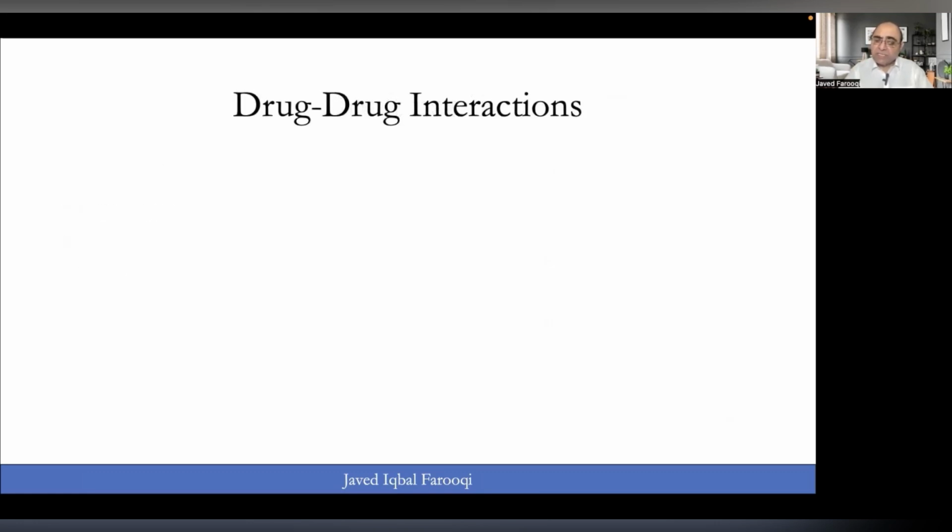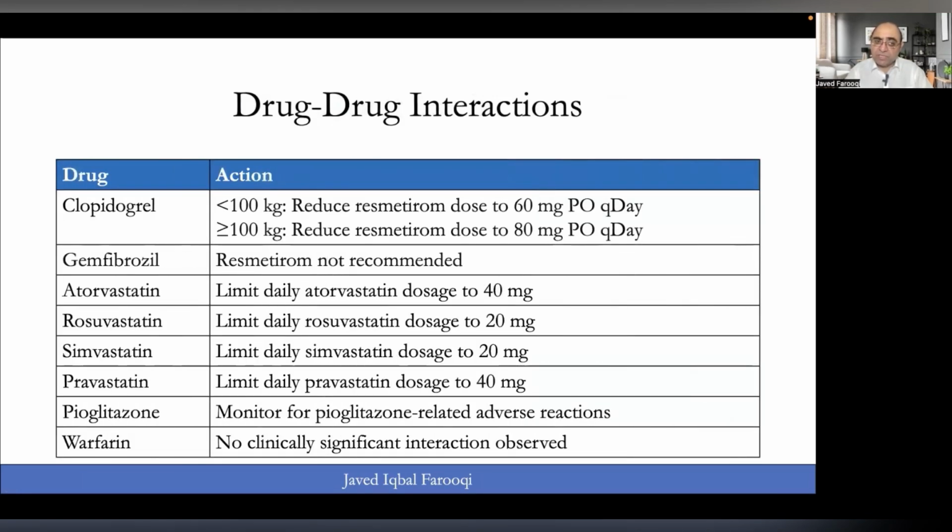Drug interactions, as I said, these patients are diabetic, they are obese, so they may be using other drugs, and this is very important. If a patient is using clopidogrel, and the patient weighs less than 100 kg, you reduce the resmetirom dose from 80 milligram to 60 milligram. And for those who weigh 100 kg or more, conventionally we give them 100 milligram, but if a patient is using clopidogrel, then reduce the 100 milligram tablet to 80 milligram. Patients who are using gemfibrozil, resmetirom is not recommended in this group.